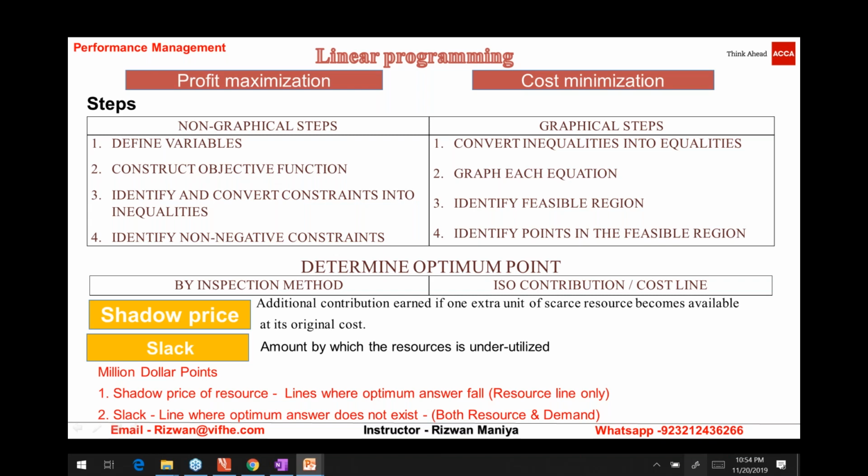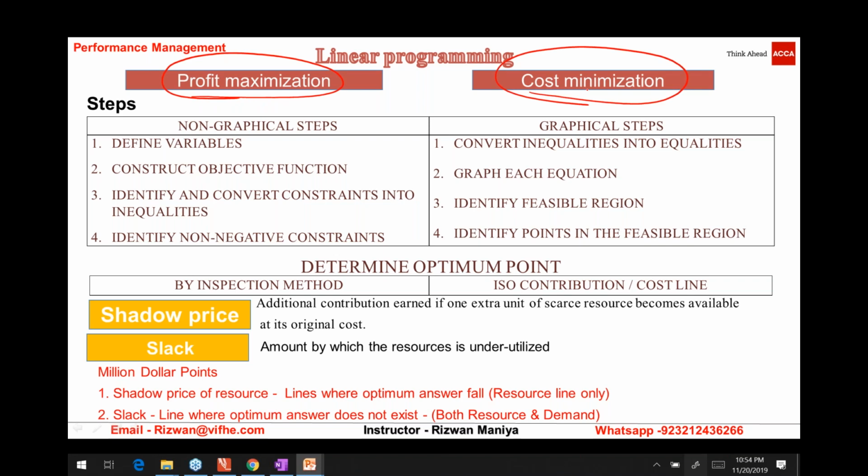Whereas sensitivity assumed that there will be just one change at one time. Linear programming very much now will be tested in section C when the graphs will be given to you. So it is used for profit maximization and cost minimization.